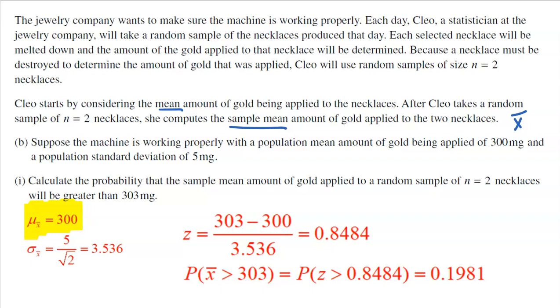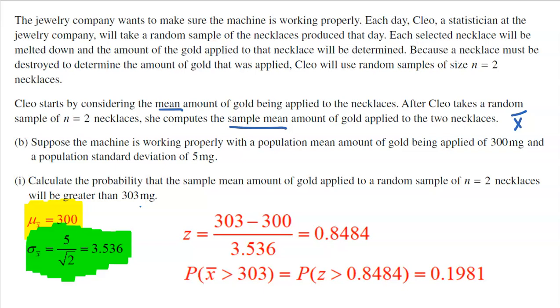If 300 is the mean, I don't care if you look at 2 necklaces or 100 necklaces, the mean should be 300. But the standard deviation is where we're going to see that change. The standard deviation for the population is 5, but now that we're dealing with a sample size of 2, we're going to take that 5 and divide by the square root of 2 to get the standard deviation for our sampling distribution. That is 3.536. That is an important piece of this problem; if you don't do it, you will get it wrong.